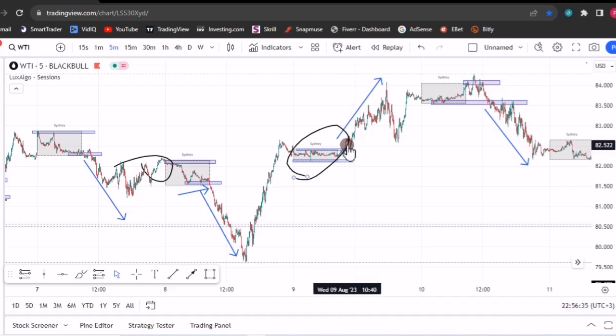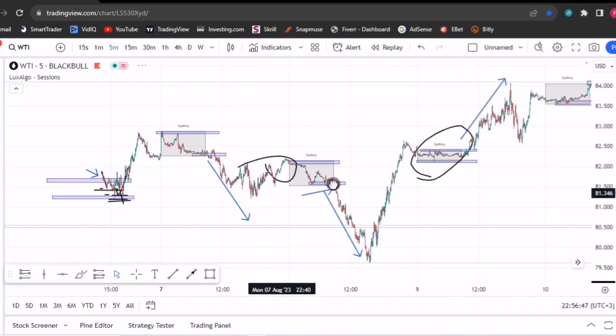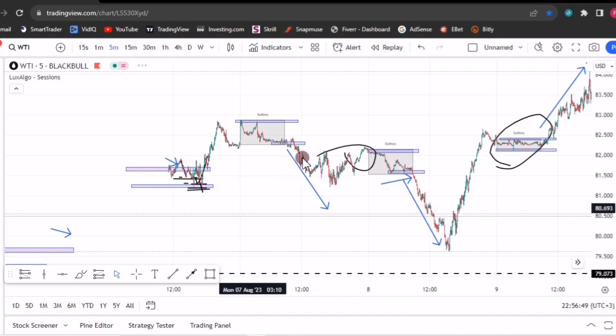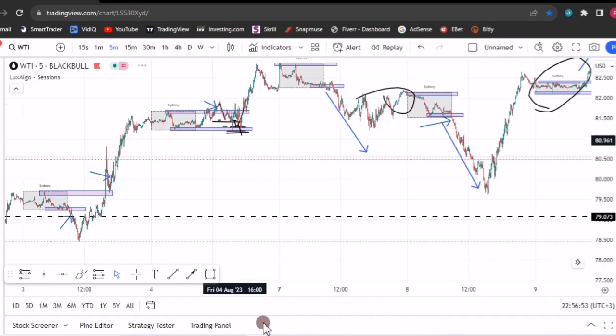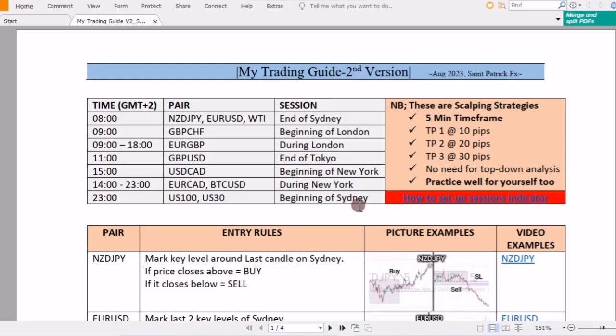Sold, won. You would have entered the buy trade and won, then a sell trade, or maybe starting with a buy trade when it closed above there, lost the trade. When it closed below, you would have won the trade. So it's just like that. I've back tested it a whole lot of times. It just works.